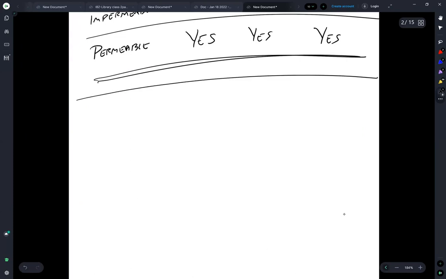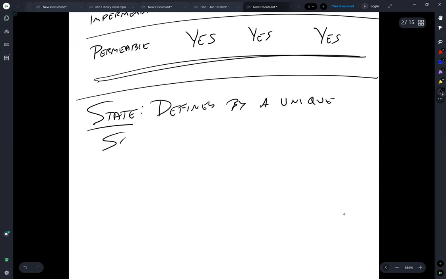Okay, continuing. We say that this system is in a state, and this state is defined by a unique set of parameters which results in that state having a unique set of properties.